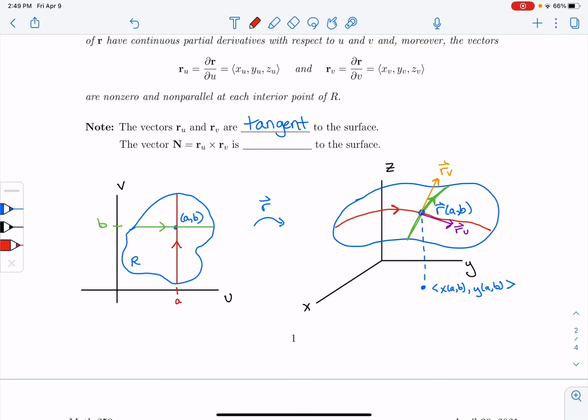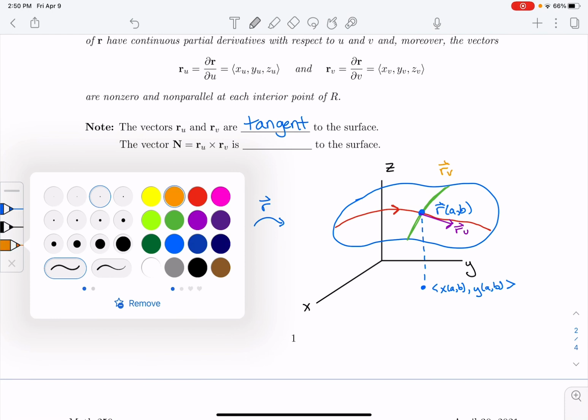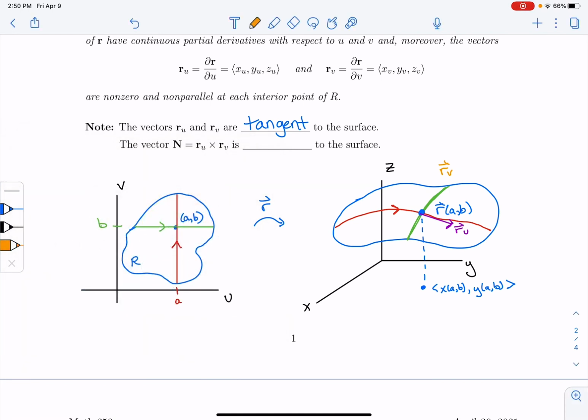Okay, so we have two tangent vectors. We're going to call them r sub u and r sub v. And so those are the tangent vectors to the surface. I'm going to just change the shape of r sub v just a little bit so I can see that it's tangent. And then there will be a cross product of r sub u and r sub v that is going to be normal to the surface.